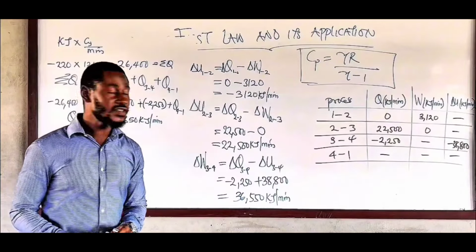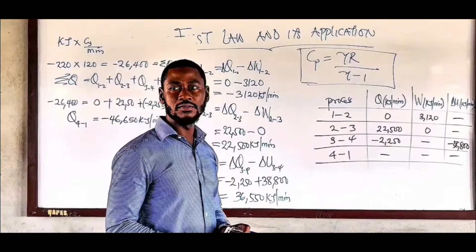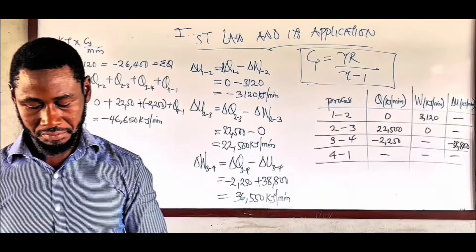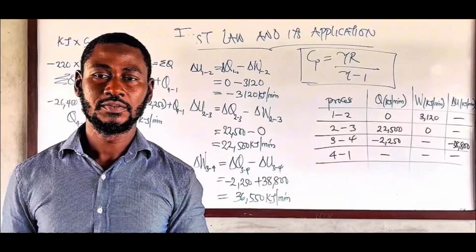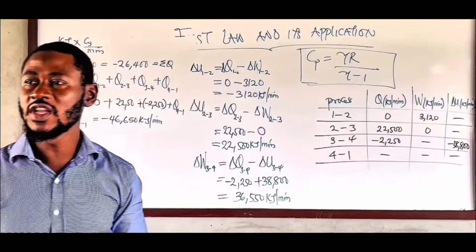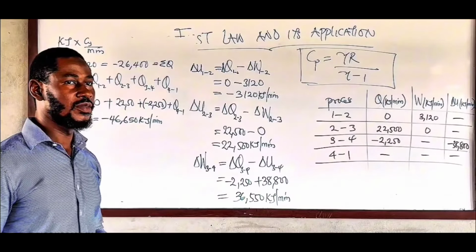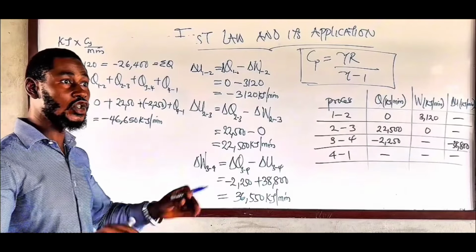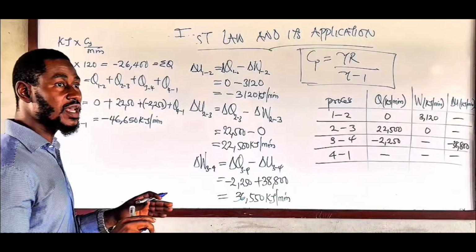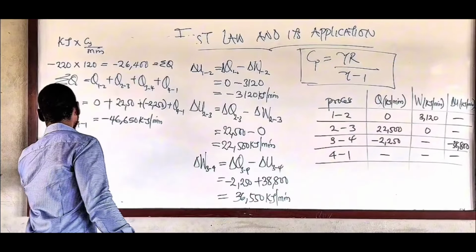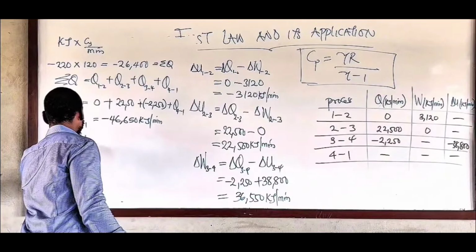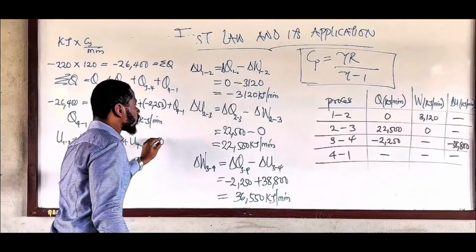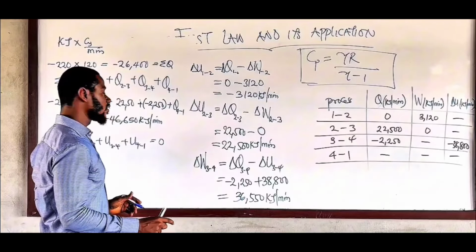The next thing we are going to look at is the work done in kilojoule per minute. Before we go to work done, let's look at the internal energy. Since the cyclic integral of internal energy equals 0, the summation of all the internal energy in the given system becomes 0. So we have U1 to 2 plus U2 to 3 plus U3 to 4 plus U4 to 1 equals 0. Substitute all the values that you have gotten so far.